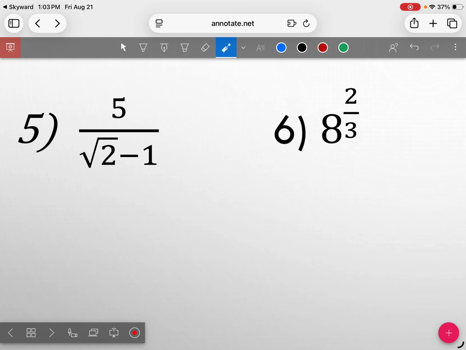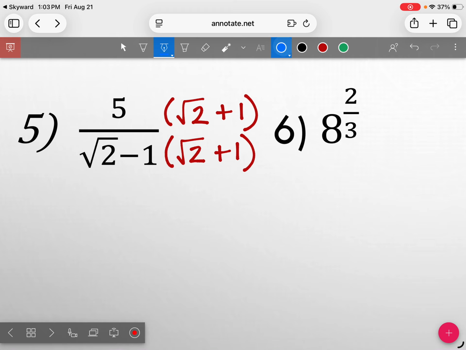So think about the i's. If we had 3 plus i, what did we multiply top and bottom by to get rid of i? 3 minus i. That's called the conjugate. We have to do the same thing here. I'm multiplying the top by the square root of 2 plus 1 and the bottom by the square root of 2 plus 1. So for my numerator, that's a lot easier to do.